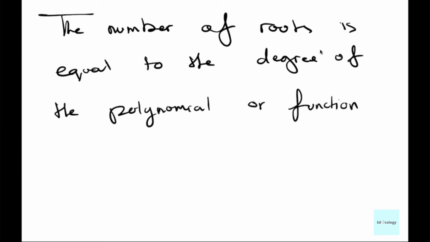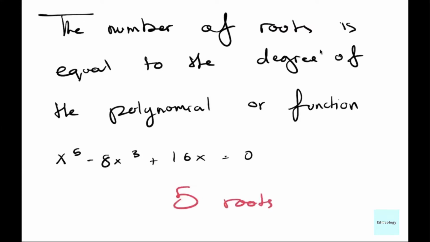So let's say we have x to the power of 5 minus 8x to the power of 3 plus 16x equals 0, you will have 5 roots for this polynomial. Why? Because the degree here is 5, which means that we have 5 roots.